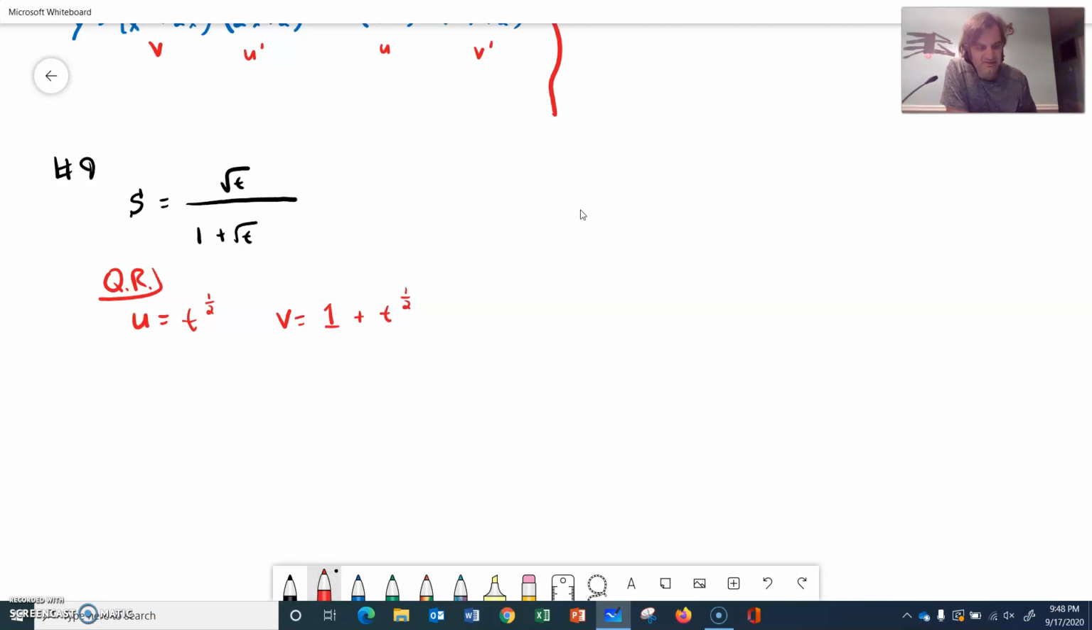So once I have those two things identified, the derivative of t to the 1/2 will be 1/2 t to the negative 1/2, and the derivative of 1 is 0, and again the derivative of t to the 1/2 is 1/2 t to the negative 1/2. So I've got all the parts of the quotient rule. So let's go ahead and put it back together.